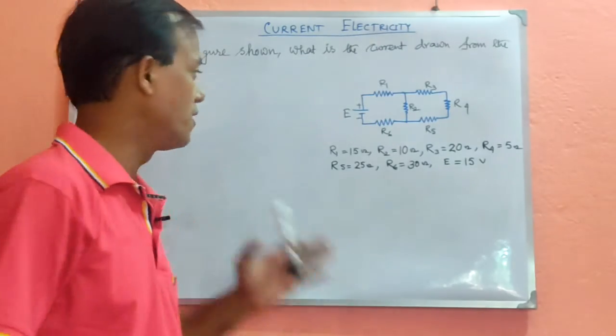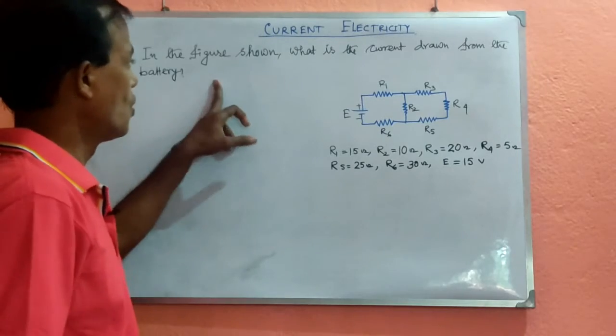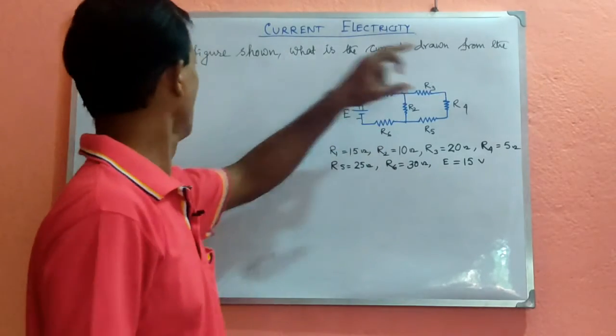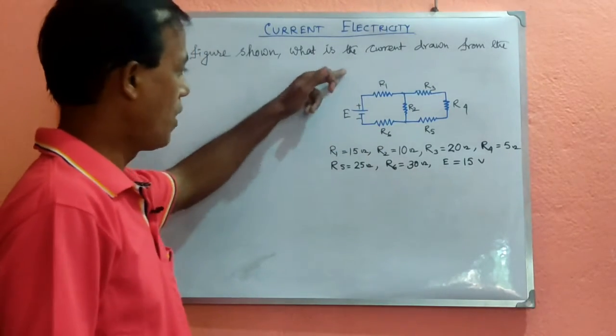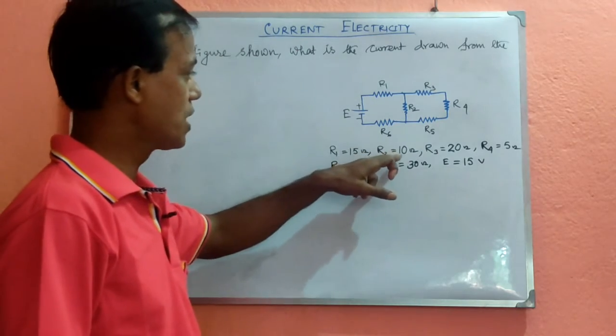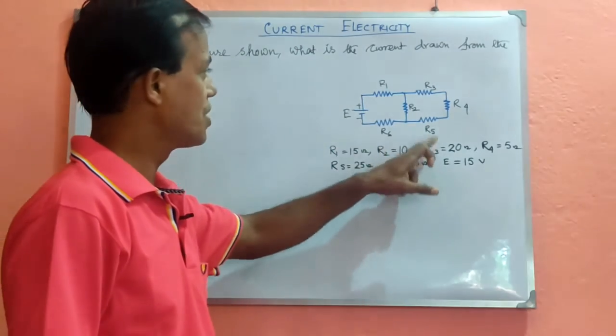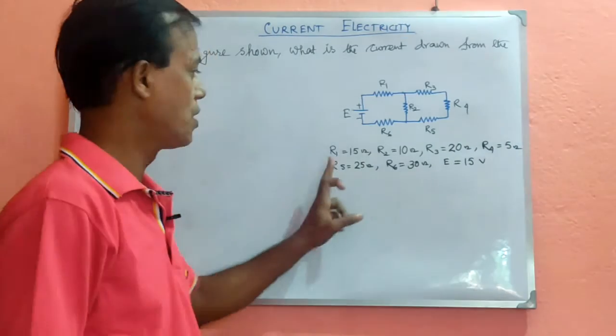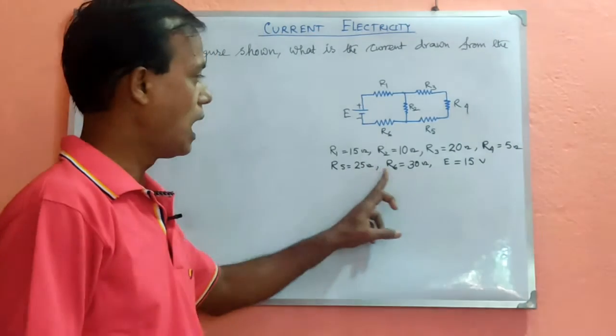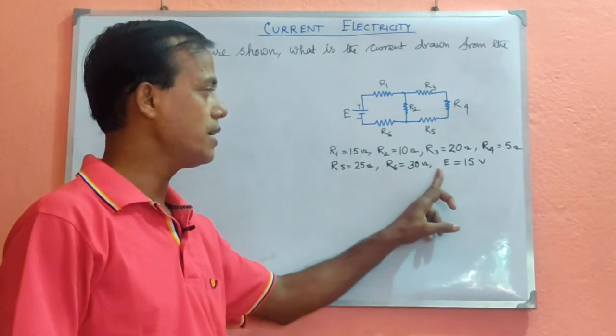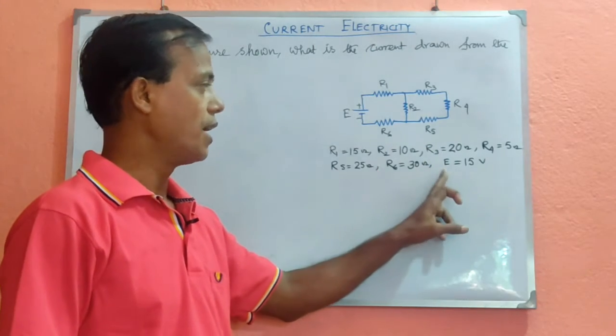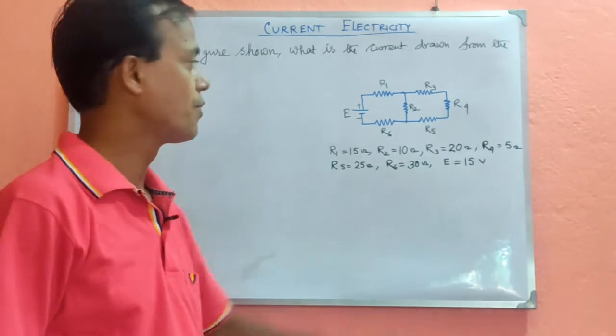Now I discuss the first problem. In the figure shown, what is the current drawn from the battery? R1 is equal to 15 ohms, R2 is equal to 10 ohms, R3 20 ohms, R4 5 ohms, R5 25 ohms, R6 30 ohms, and E, the battery EMF, is equal to 15 volt.